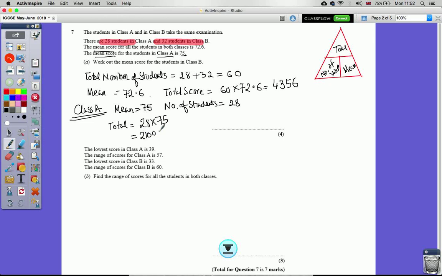So what is the total score of the students in class B? So the total score of the students in class B, I'm going to write it down here, class B is 4,356 minus 2,100.